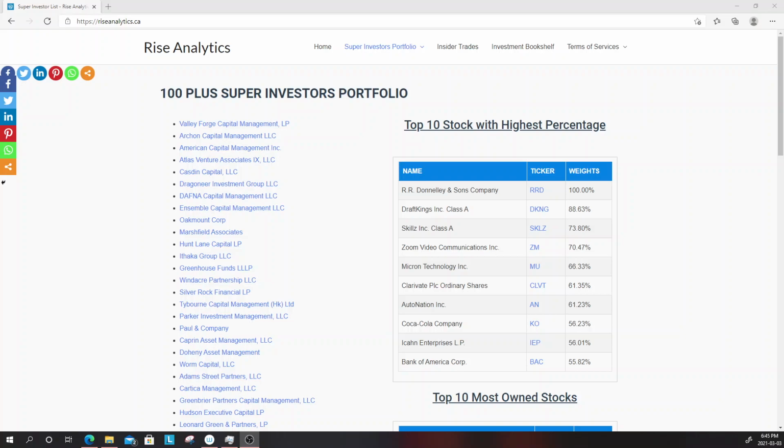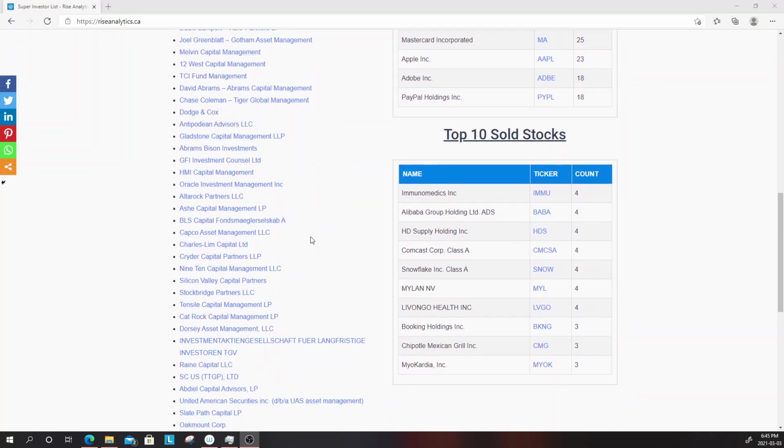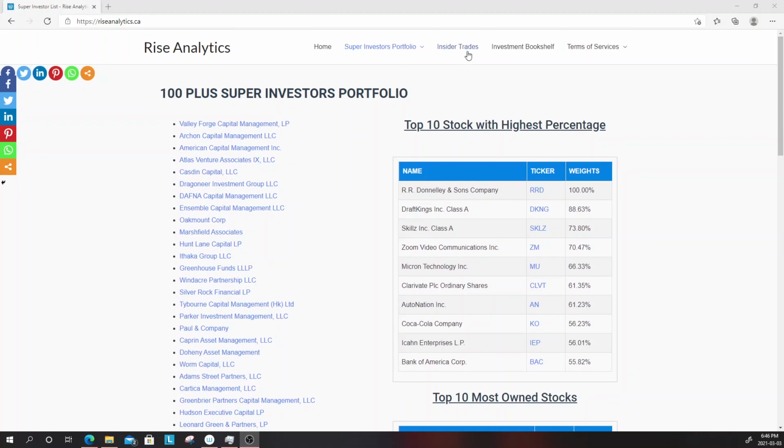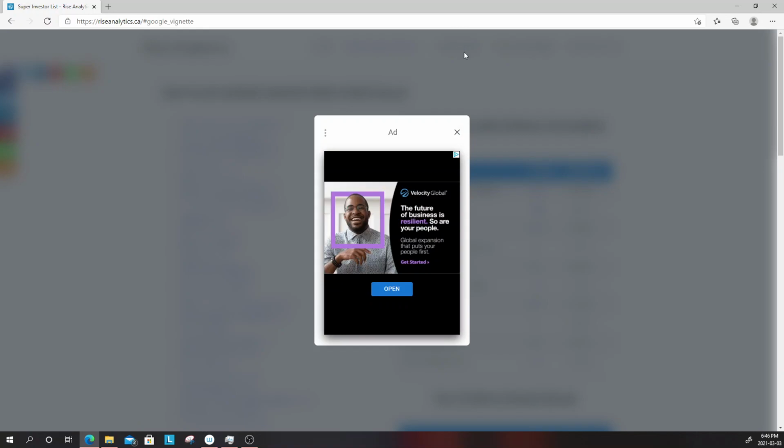Hi, in today's video we're going to see how we can see whether the big hedge funds are buying or selling certain stocks. So first go to this website, RiseAnalytics.ca, and here we can see this website captures over 100 hedge funds. So here we go and click the insider trades.